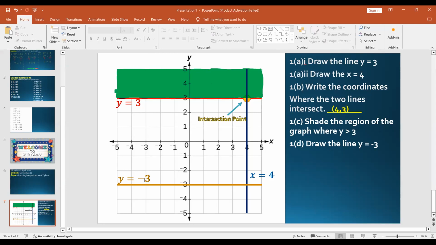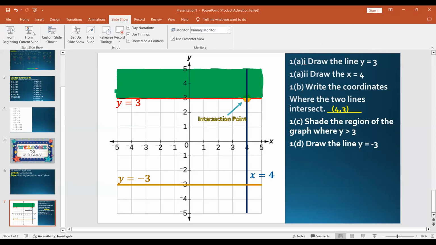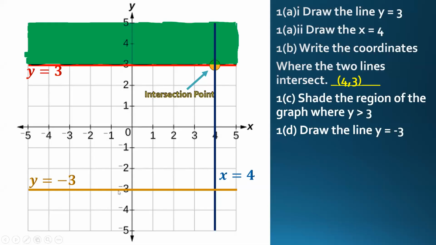So we have the line y is equal to negative 3. It's a horizontal line passing through negative 3 on the y-axis. And where's Mark? Yes, sir. Do you understand how we got y is equal to negative 3? What did we do? You find the y-axis and then you find negative 3. And then you just put a line through it. Very good. You put a line through negative 3. And we label it y is equal to negative 3. Good.